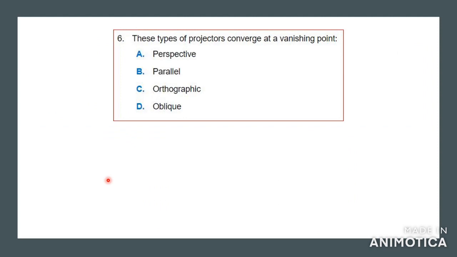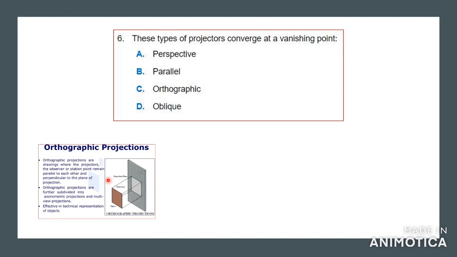So number 6 says these types of projectors converge at a vanishing point. A, perspective. B, parallel. C, orthographic. Or D, oblique. Okay. So orthographic is a projection, like a shadow that is sent onto an object. You have the original object and then it's repeated. As you can see here, this is the object right here, and then it's repeated upon a certain base or wall or anything that is flat.